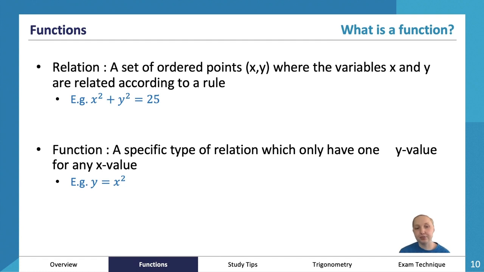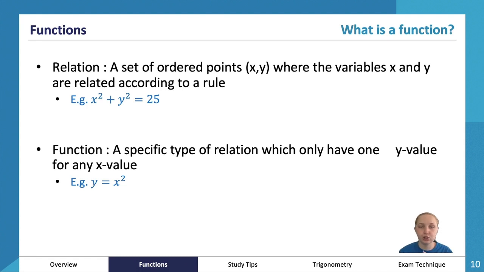Then we have a function, which is a specific type of relation which can only have one y value for any x value. Essentially what that's saying is that when you have x values on your x-axis, each of those x values is only going to be related to one single y value. So let's think about this in terms of the examples that I've got written down there.